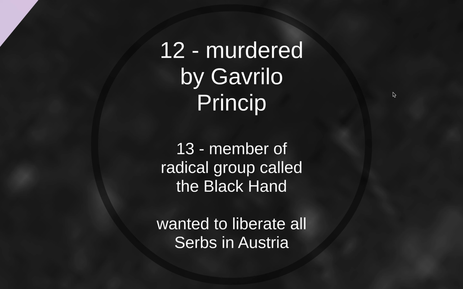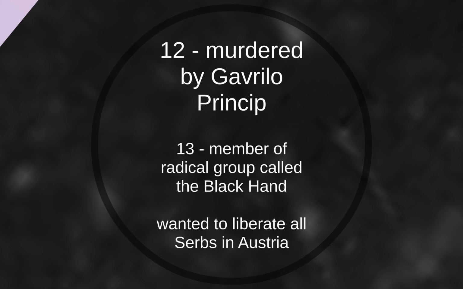He was a member of a radical group that wanted Serbian nationalism for everyone. It was called the Black Hand. And he was hoping that all Serbians would rise up in Austria and create their own nation. And he thought by doing that, or by murdering Archduke Ferdinand, that would inspire them to rise up against the Austrian government.